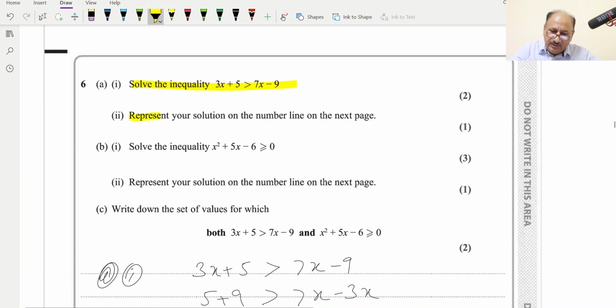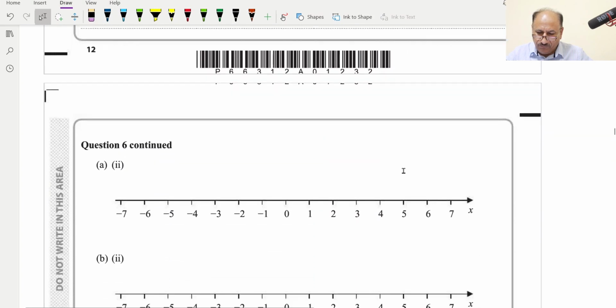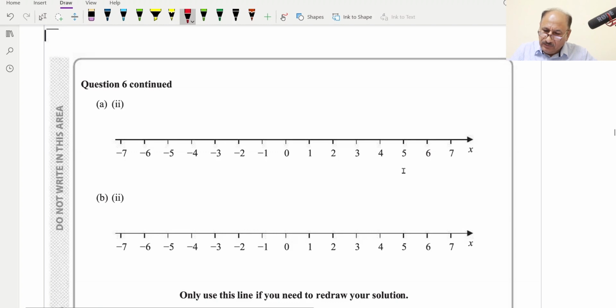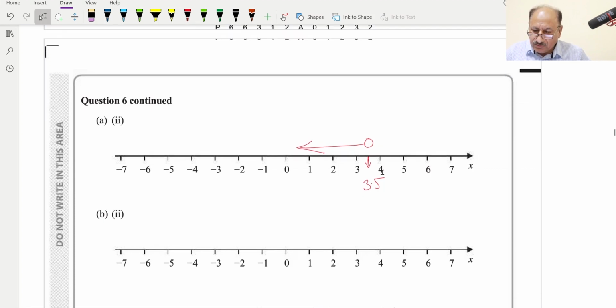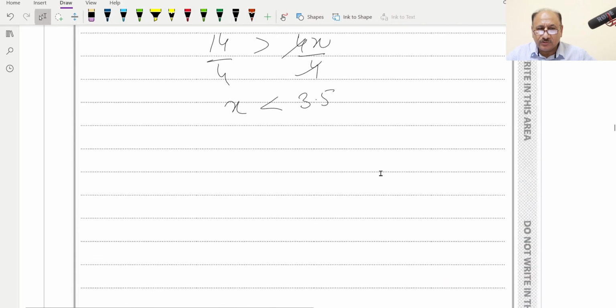Then they are saying represent your solution on the number line on the next page. So x is less than 3.5, we can show over here, and 3.5 will be over here. We can mark over here. This will be 3.5, and to show x is less than 3.5, this will be like this arrow, and because this is not equal, it will be a blank or white portion in the middle.